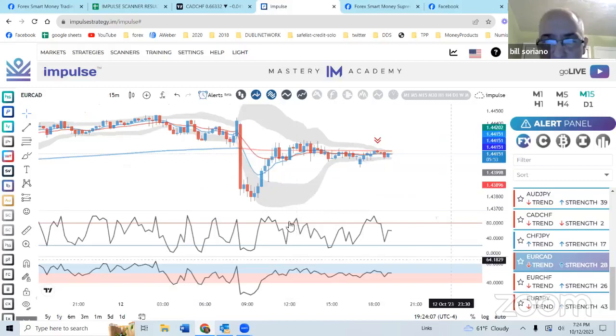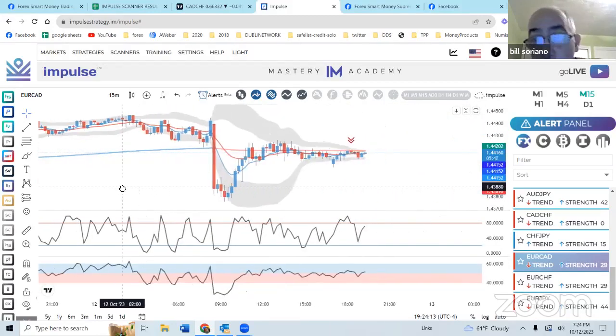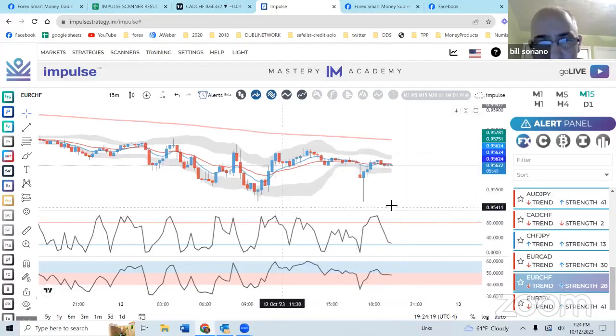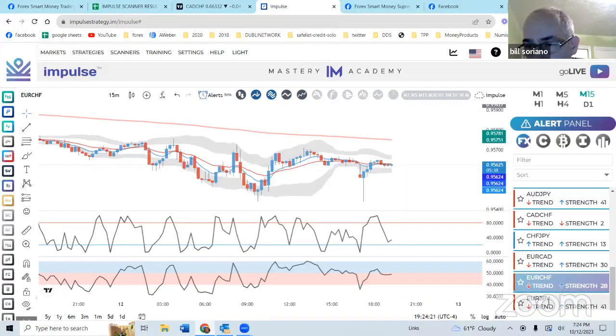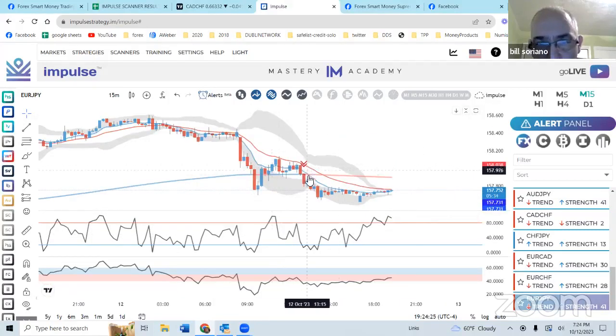Okay, EURCAD. Here's a new indicator coming out right here, right? The old ones have already been counted. So again, I'll get this ready for tomorrow after we get off the live session. We just want to count wins and losses right now. EURJPY, there's a new indicator right there.